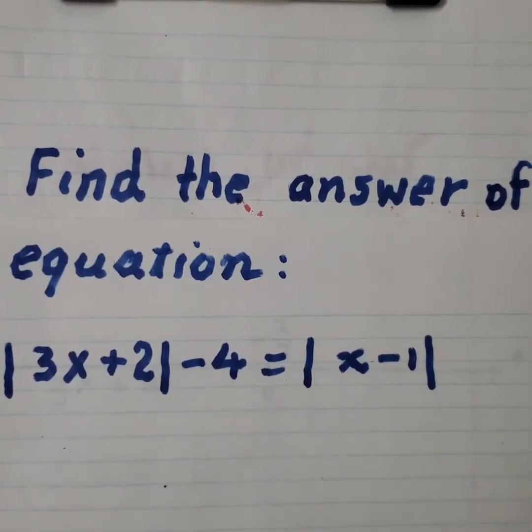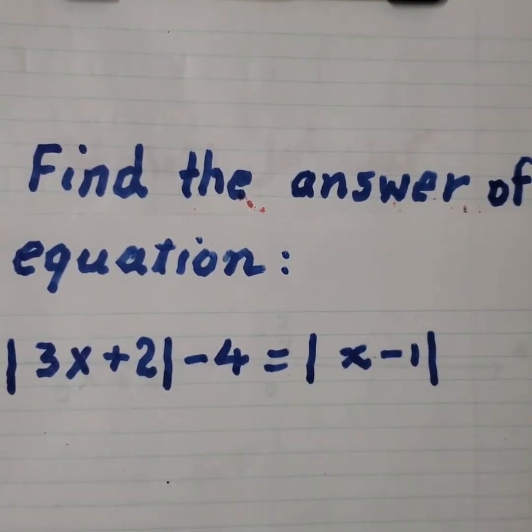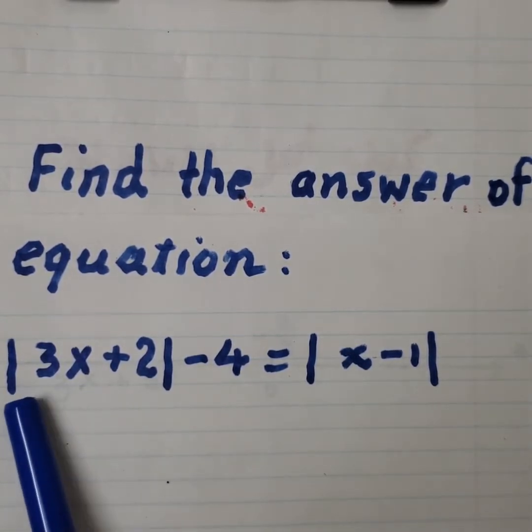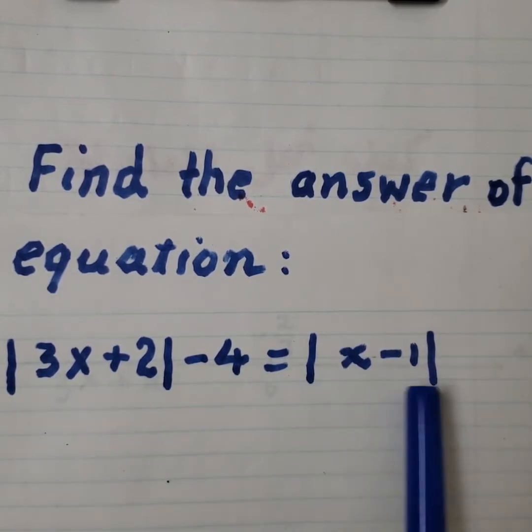Let me see how we can do that. Let us explain that through this example. In this example, we need to find the answers for the equation absolute value of 3x plus 2 minus 4 is equal to another absolute value.